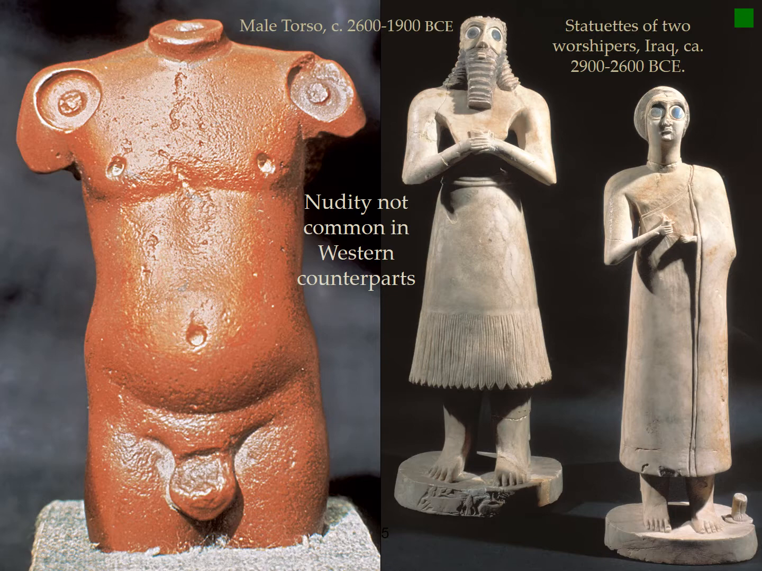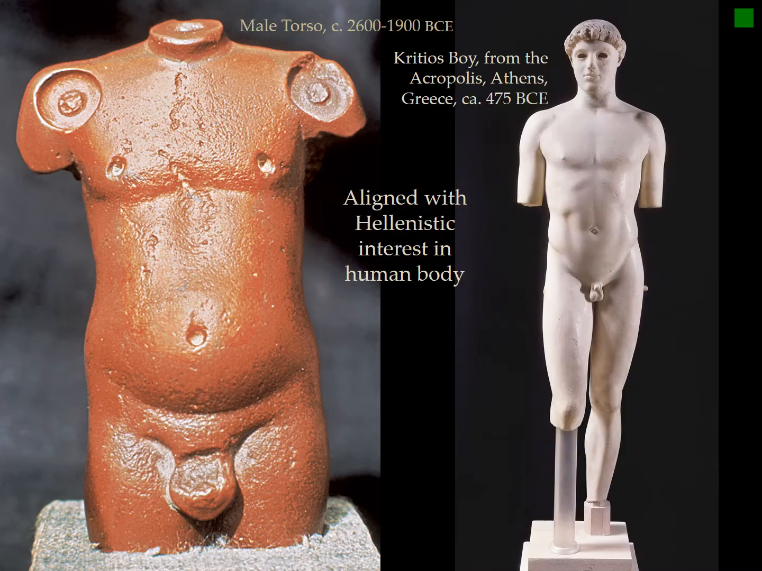We do not see in 2600, for instance, the figures being shown, either male or female, nude. Not till later, when we have the goddess Ishtar, do we have this ennobled nudity that is going to arise. This is going to be much more closely aligned with the Hellenistic interest in the human body that would spread throughout the ancient world. The Greeks would be the ones that would show nudity, not the Egyptians, not the Mesopotamians.